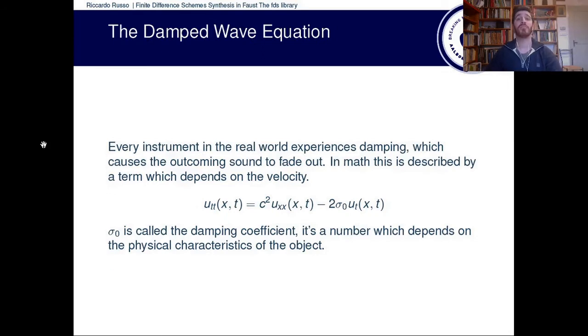Okay, so we did it. We got the algorithm for our first finite difference schemes physical model. As you will see though, the sound is pretty boring, and especially in Faust, since it's real time, it will ring forever. We can fix this by adding a damping term. Every instrument in the real world experiences damping, which is the cause of the outgoing sound fading out. We can describe this in math with a term which depends on the velocity, or the first derivative. Here sigma 0 is called the damping coefficient. It's a number which depends on the physical characteristics of the object.